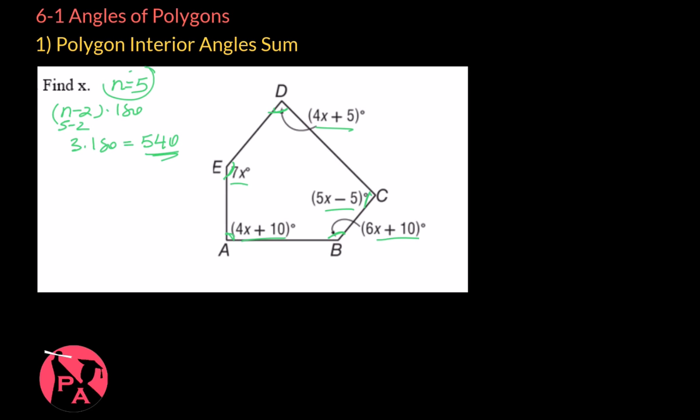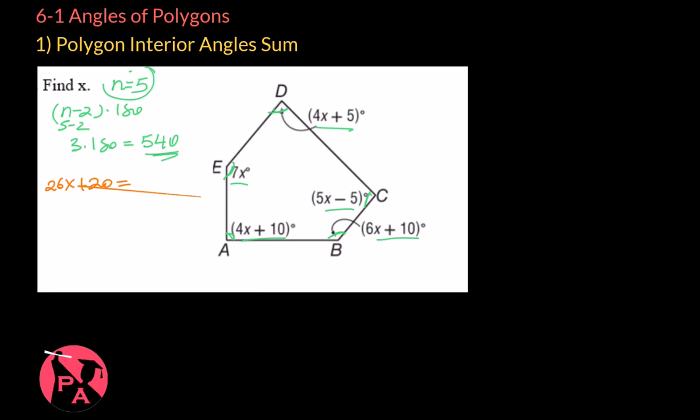So let's combine the like terms. We have 4x plus 5x, 9x, plus 6x, 15x, plus 4x, 19, plus 7, 26x. So we have 26x. These are all like terms. Let's see the numbers. 10 plus 10 is 20. Minus 5 is 15. Plus 5 is 20. It is positive. So let's write it up.